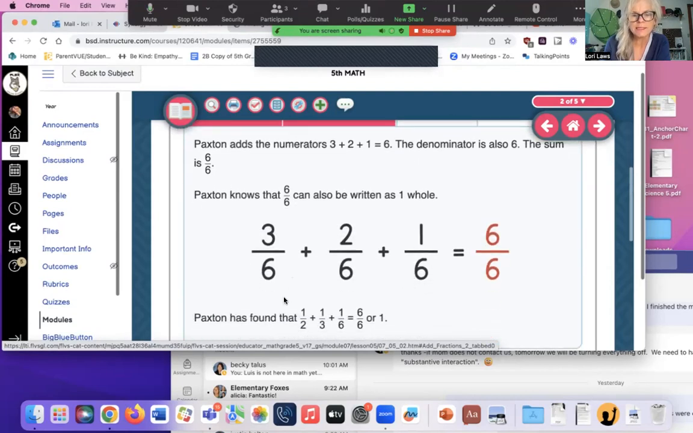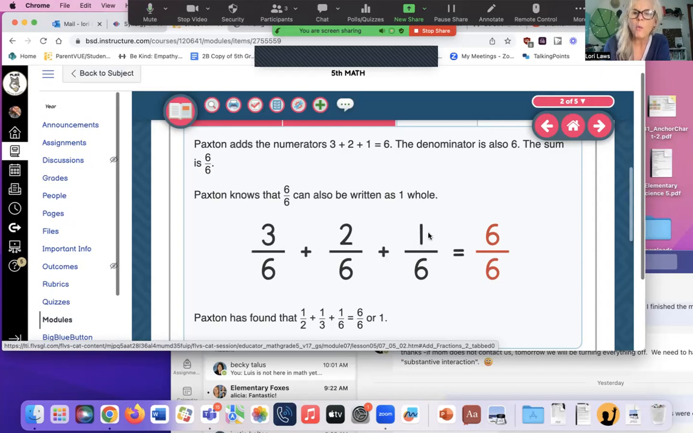So now I have 3/6 plus 2/6 plus 1/6, and I just add across the top the numerators together, 3, 2, and 1. I do not add the denominators together because I'm not changing the size of my pieces. This is still a cake cut into 6 pieces. If I add them together, it's like I'm cutting it again. So the denominator stays the same. You do not add those 6s together. You only add the numerators.